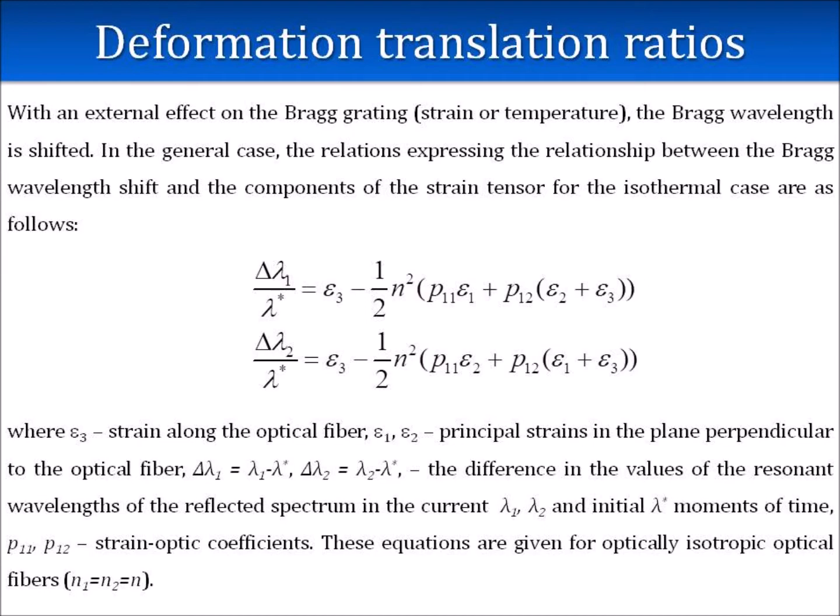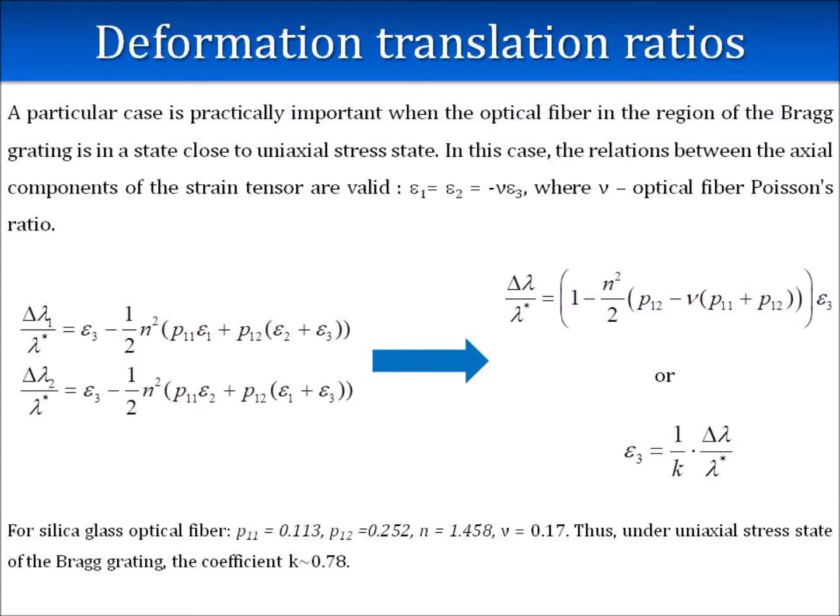In the general case, the relation expressing the relationship between the Bragg wavelength shift and the components of the strain tensor for the isothermic case is shown on the slide. A particular case is practically important when the optical fiber in the region of the Bragg grating is in a state close to an axial stress state. In this case, the relation between the axial components of the strain tensor is valid.